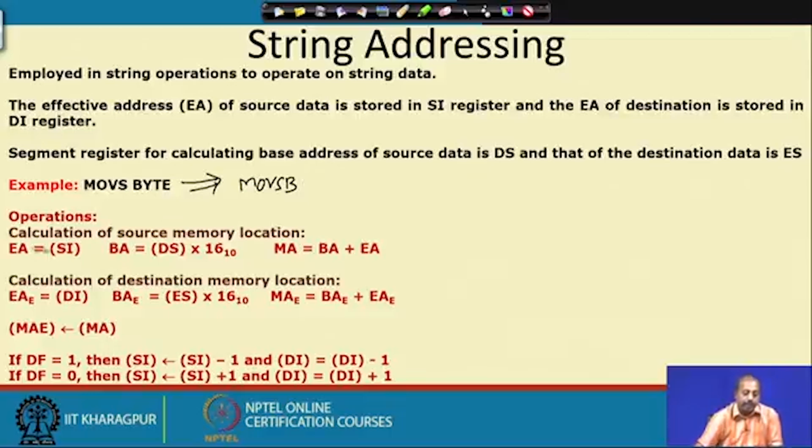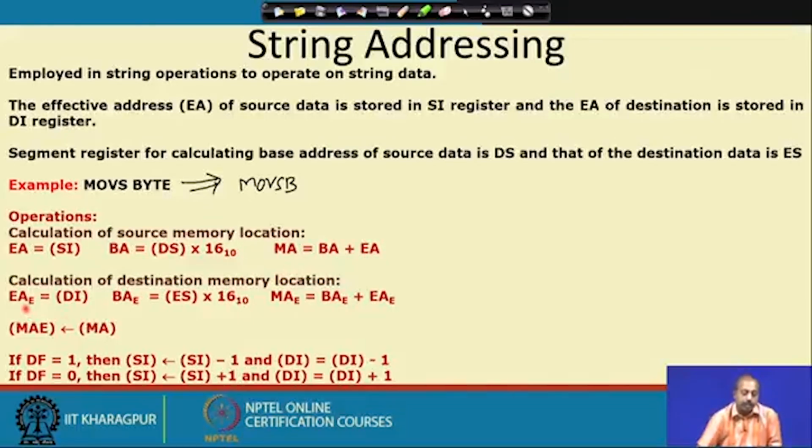So, how is it done? The effective address for the source is available in the source index register SI. Then the DS register will contain the segment address, so the base address is DS into 16. The memory address is BA plus EA, base address plus effective address.